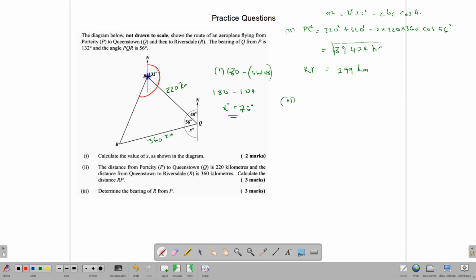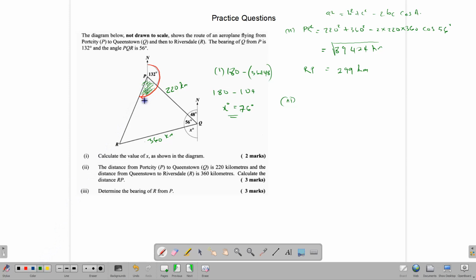If you were here at P and you wanted to go to R, then the bearing that you would use is this bearing. Remember, bearings are measured in a clockwise direction, so you'd go this way and not that way. So we go through this angle, and because we go through this angle, we now realize that we need to find this part of the angle. This angle needs to be found.